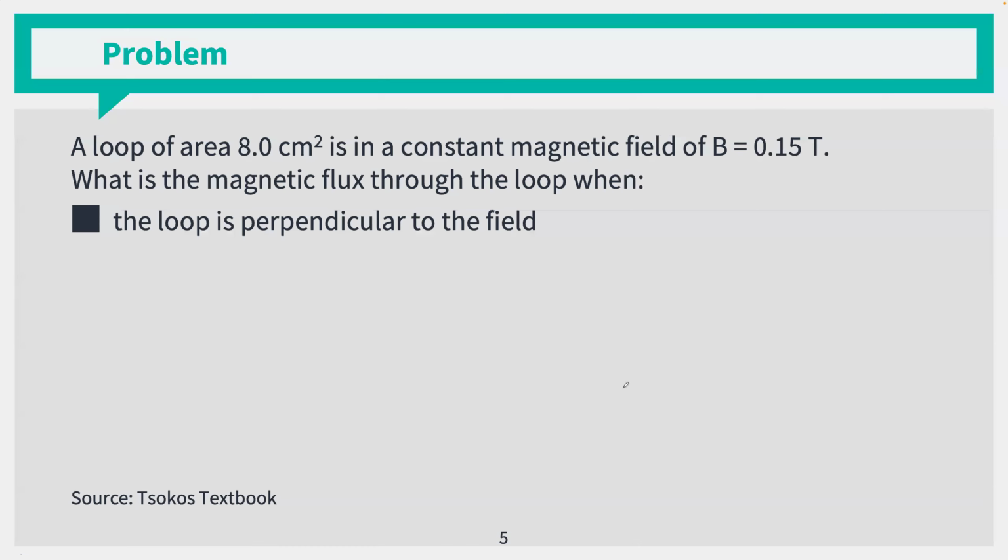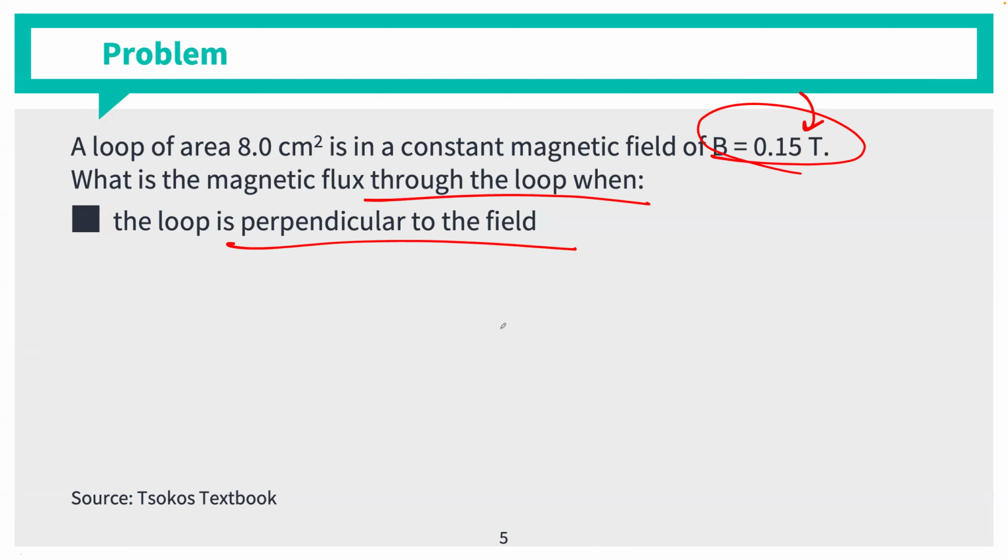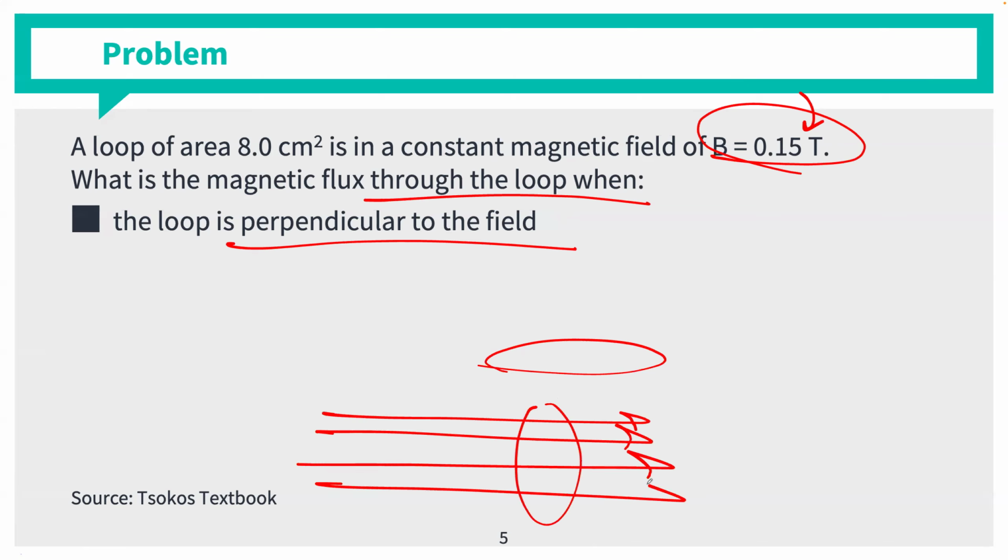Clear? Next. So question, a loop of area 8 centimeter square is in constant magnetic field B. The value of B is given to you. The unit for B is Tesla. What is the magnetic flux through the loop when the loop is perpendicular to the field? So the loop is perpendicular to the field, not the normal. So when the loop is perpendicular to the field, that means the normal is making an angle of 0 degree, right? When the loop is perpendicular, it means the normal is making 0 degree, correct?